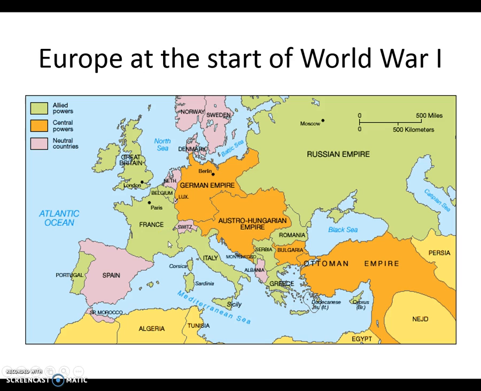There were still a couple countries that remained neutral. Spain stayed out of the war. Switzerland, they always stay neutral. Netherlands, etc. So these places all kind of stayed neutral during the war. The Ottoman Empire is going to join on the side of the Central Powers.